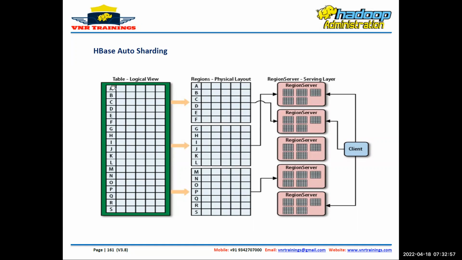Now, if you see, this is the email ID table, or Gmail table. All A to F Gmail IDs will be stored in this region. All G to L will be stored here, or M to S will be stored here. And these regions will go and sit inside region servers. Which region server is holding which region, and what is the starting value and ending value of that region, that information will be handled by HMaster. Clear? Are there any questions?